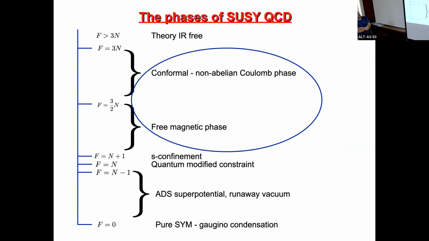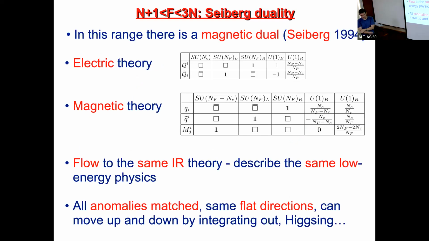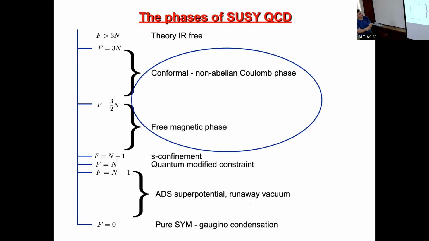And then there are these two other big classes of theory. Once you go above F equals n+1 but below 3/2 n, you will get something that is called the free magnetic phase, and above that you will get the conformal theory. For both of these, Seiberg discovered that a dual theory, a so-called Seiberg dual, exists. So this is what is called Seiberg duality. This happens for the number of flavors in this range. For both of these there's a Seiberg dual.